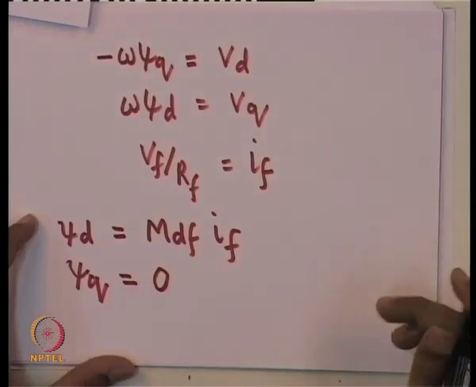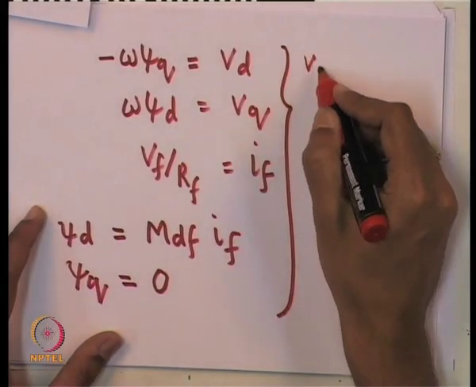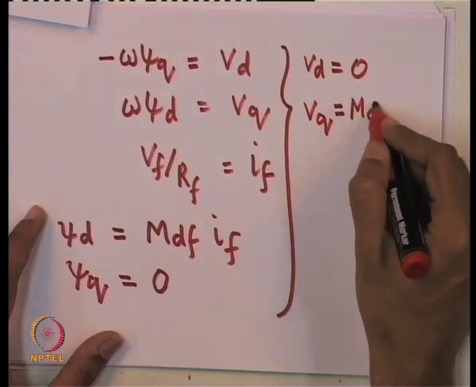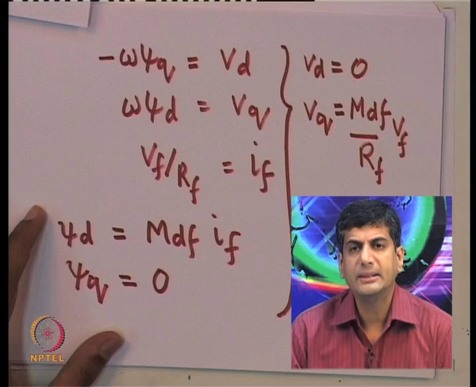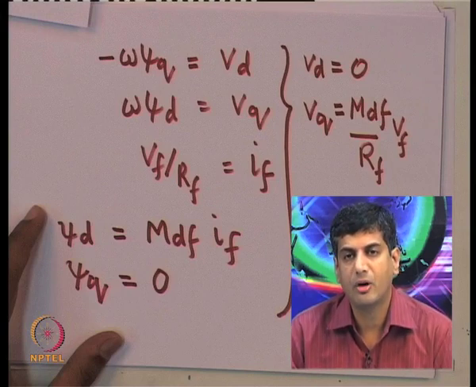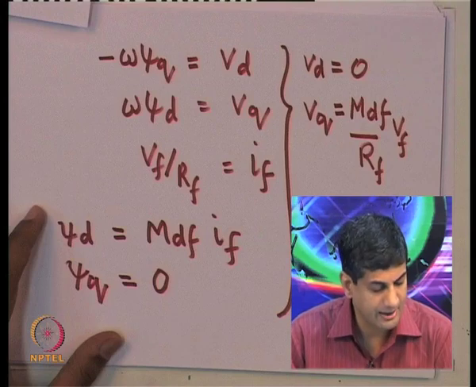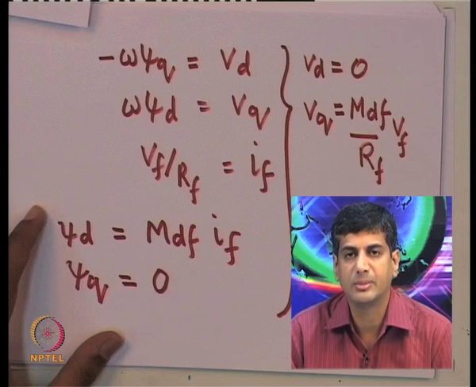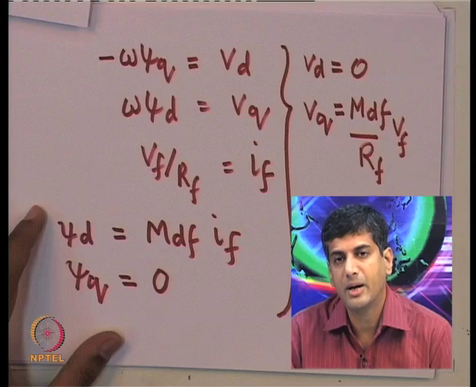So, under open circuit conditions, from all this you can infer that V d is equal to 0 and V q is equal to M d f by R f into V f. There is a small correction here. I have forgotten to multiply it by omega naught, which is the rotational speed of the synchronous machine. So, V q, the expression M d f by R f into V f, has to be multiplied by omega naught.